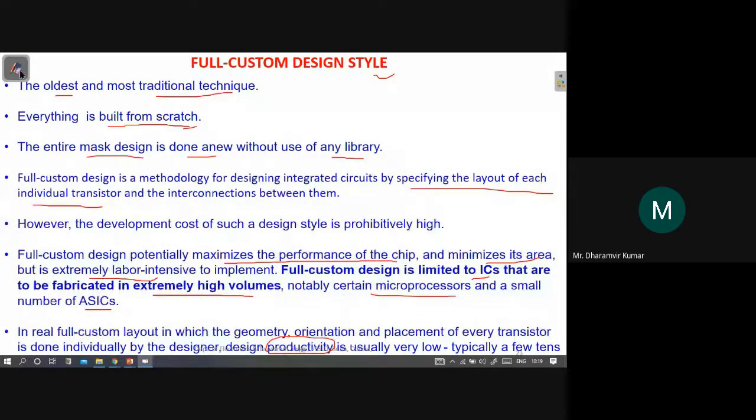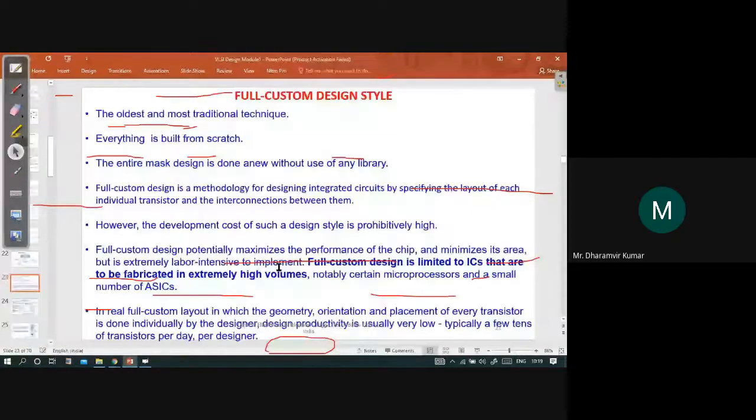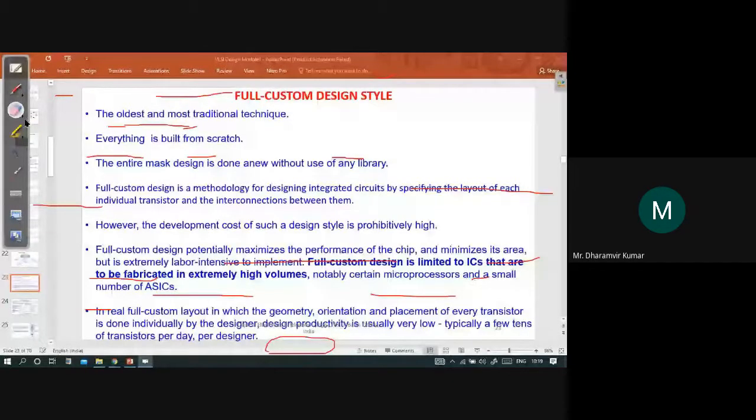And since the productivity is low, it will also take a long time to design the whole system. Typically, a few tens of transistors per day per designer. So the productivity is low also in this case.